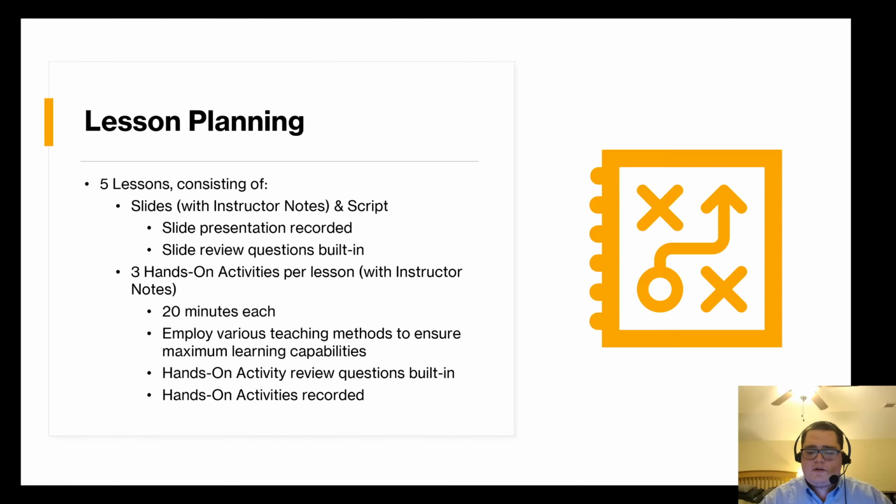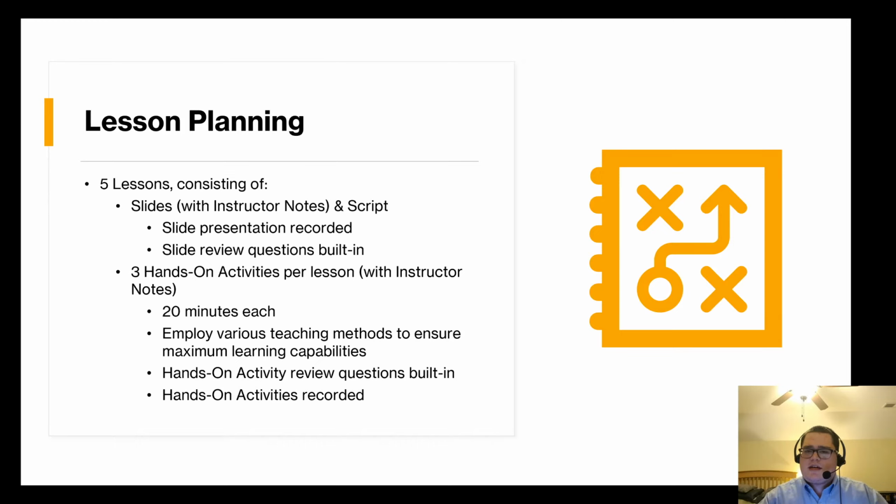With each lesson also came 3 hands-on activities, and these also have instructor notes for the purpose of being taught live. Each hands-on activity is about 20 minutes each, and they employ various teaching methods to ensure maximum learning capability. So basically what that means is we have various teaching methods employed in the activities, ranging from audio from the recordings to video from the recordings, to research-based, to reading and collaboration. There are even some collaboration questions.